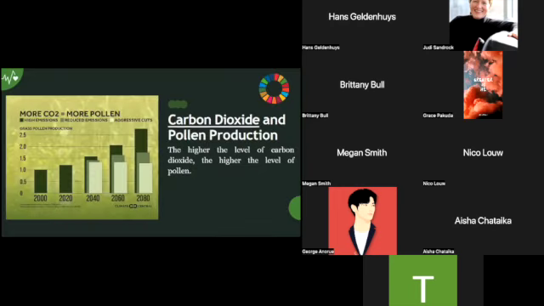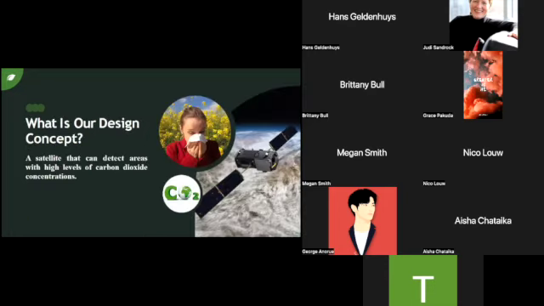What is the correlation between carbon dioxide and pollen production? Well, increasing atmospheric carbon dioxide levels act as a fertilizer and therefore have various plants grow larger, flower earlier, and produce more pollen. This means the higher the level of carbon dioxide in the atmosphere, the greater the production of pollen, and thus an increase in air pollution. Here's how we've decided to tackle this problem.